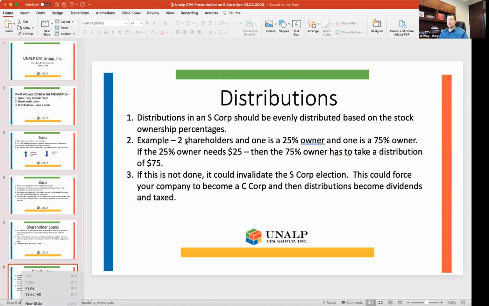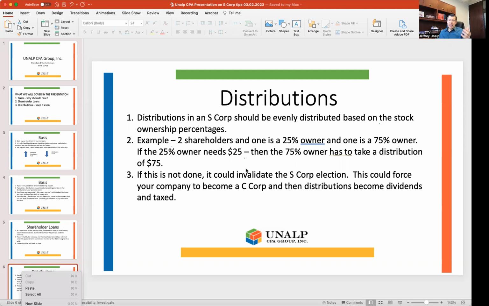So for instance, let's say we have two shareholders, and one is a 25% owner and one is a 75% owner, and the 25% owner needs $25. At that point, the 25% owner needs to go to the 75% shareholder and say, hey, I need to take $25. And the 75% shareholder, after they consult together, might say, yeah, that's fine. If not, this could invalidate the S Corp election, and if the company is forced to lose that S Corp election and go to a C Corp, then those distributions become dividends and taxed. So it's the worst of all worlds if that happens.